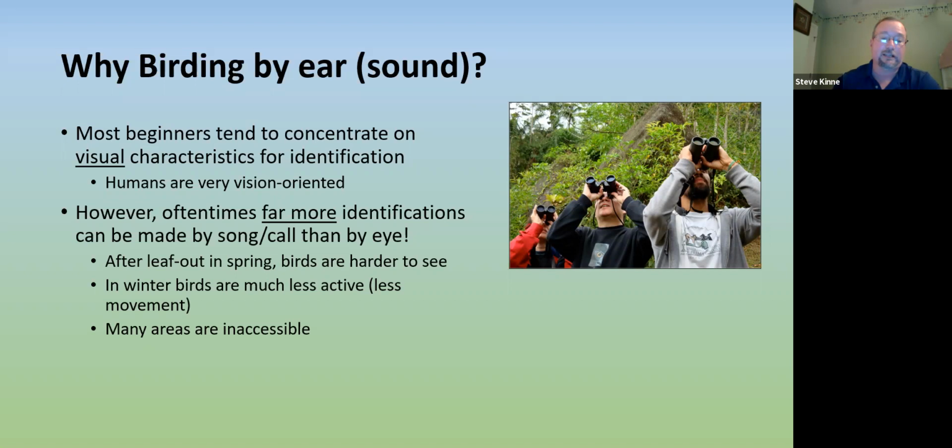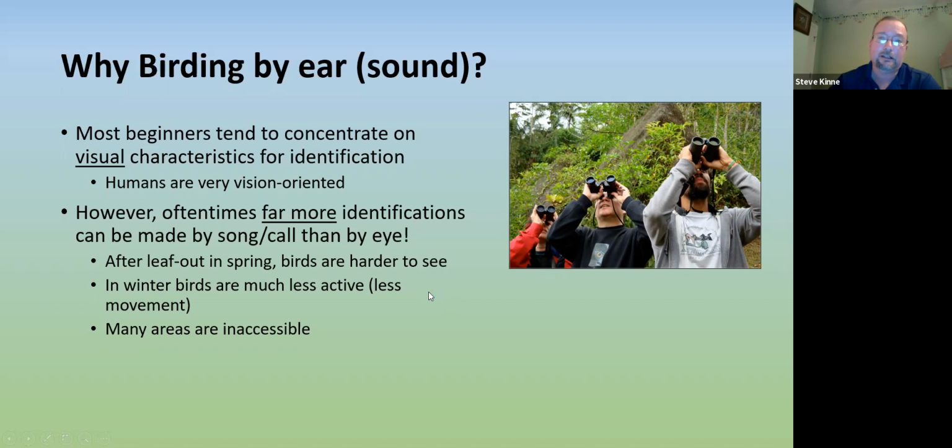In the springtime, before the leaves come on and the birds are migrating through, sure, you can see a lot of birds and it's really cool. But once the leaves pop out, suddenly the birds become very, very hard to see at times. You see them flitting around, but it's really difficult to see. And yet you can hear tons of birds. So if you know what you're listening for, you can oftentimes identify a lot more birds by sound than by sight.